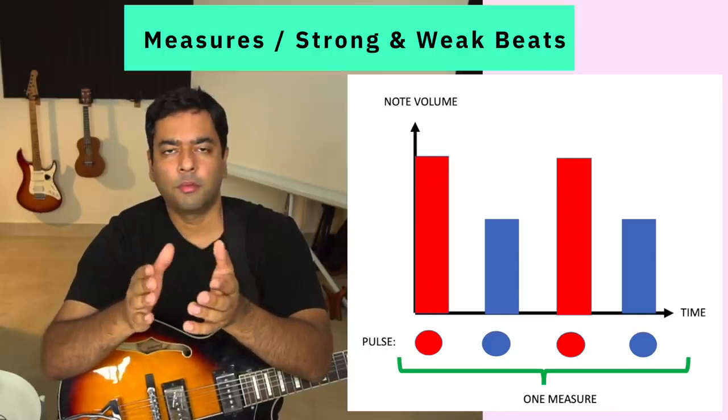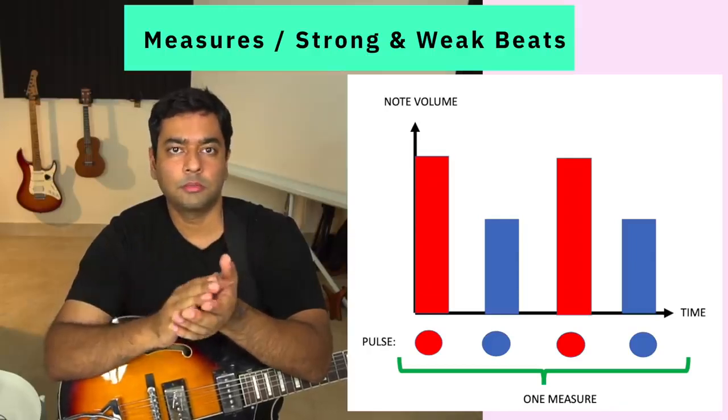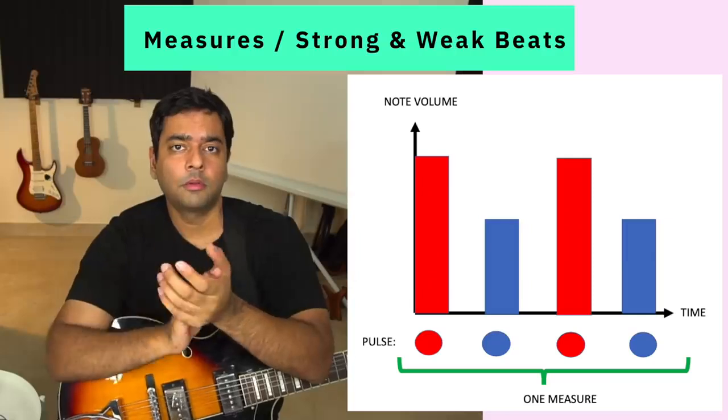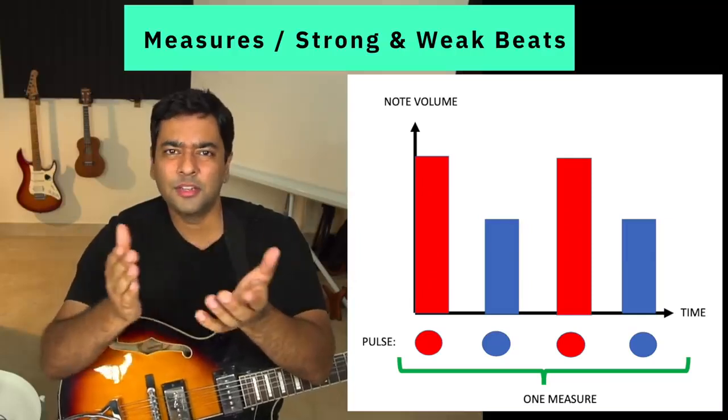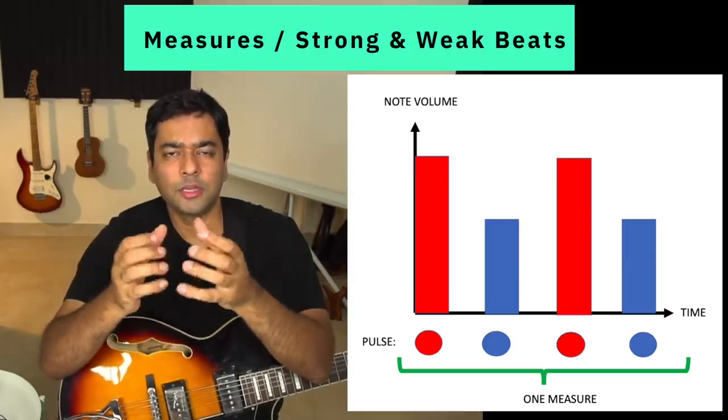For example, if I were to play a measure of quarter beats, sound like this. 1, 2, 3. That's natural. That first beat is always a little louder.